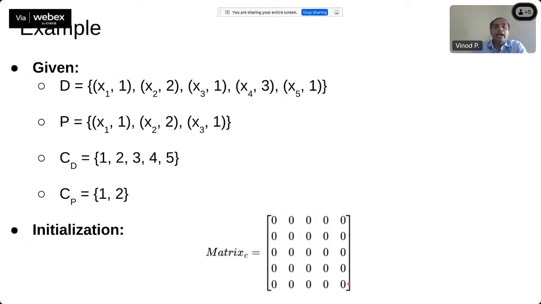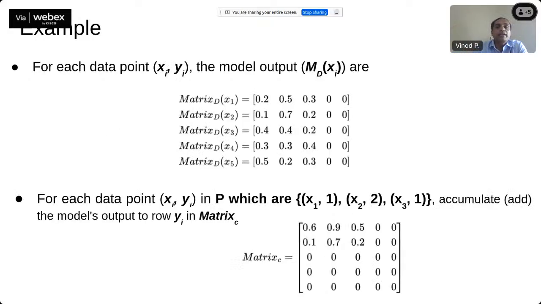Now, I have my original model. I take every data point, present it to my model, and get the output corresponding to all these data points. So let us say I take sample X1 and give it to my original model, and since it is a 5-class problem, I will get an output like this. If I take data point 2 and give it to the model, I again get 5 different probabilities. So for all 5 data instances, I will get some probabilities.